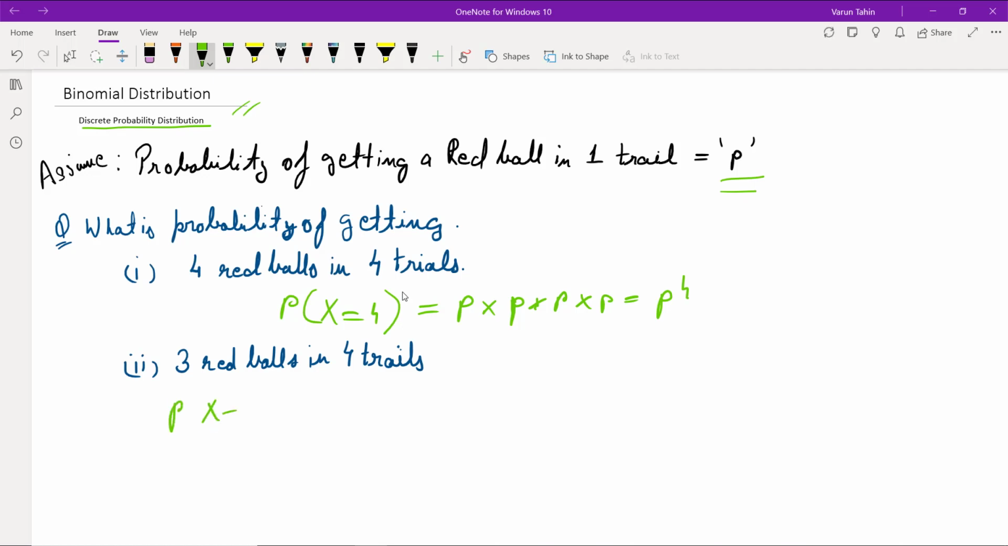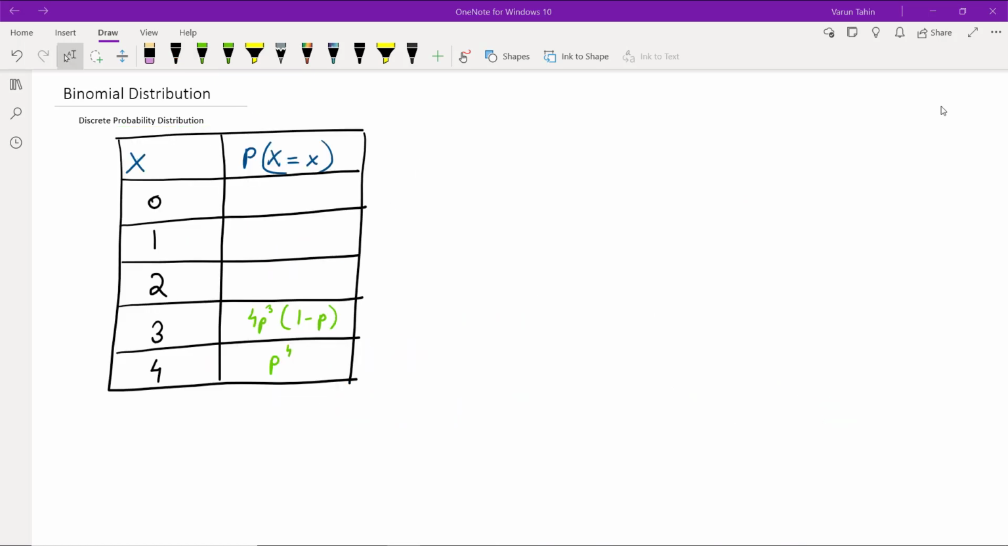It is P(x = 3), which is P into P into P into (1 minus P), because the probability of getting a red ball is P, and the probability of getting a blue ball is 1 minus P. And as we have seen, there are 4 possible combinations for getting 3 red balls, so we'll multiply this by 4. So we'll get 4P cubed (1 minus P). Now as we have calculated for x equals 3 and x equals 4, we can also calculate for the rest of the x values.